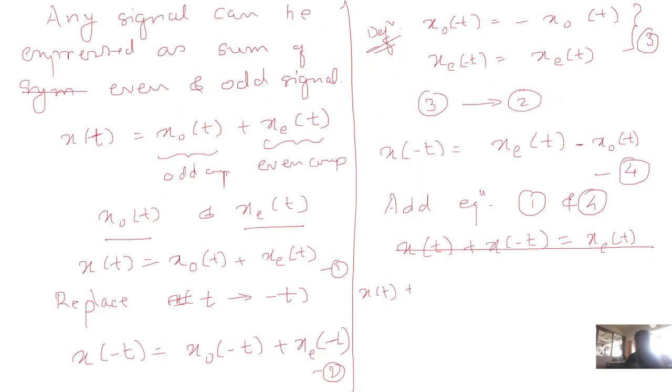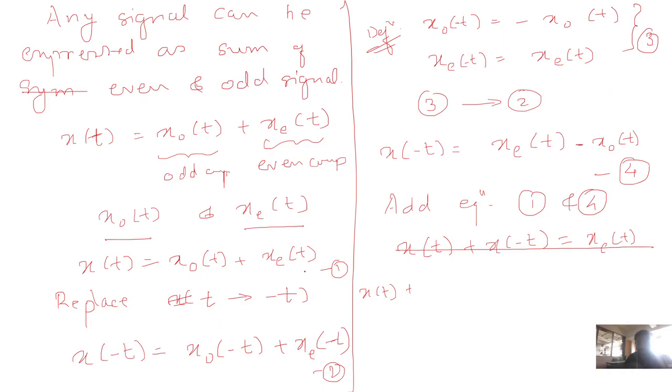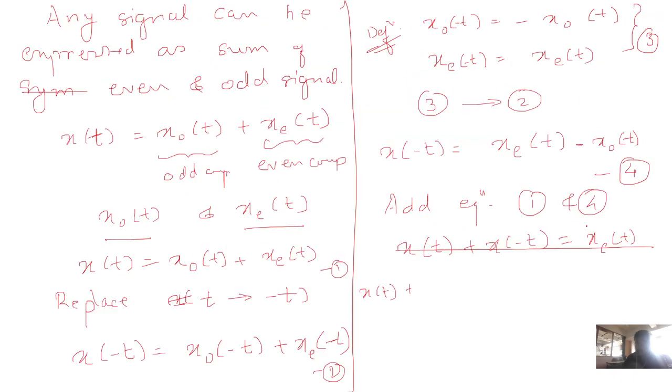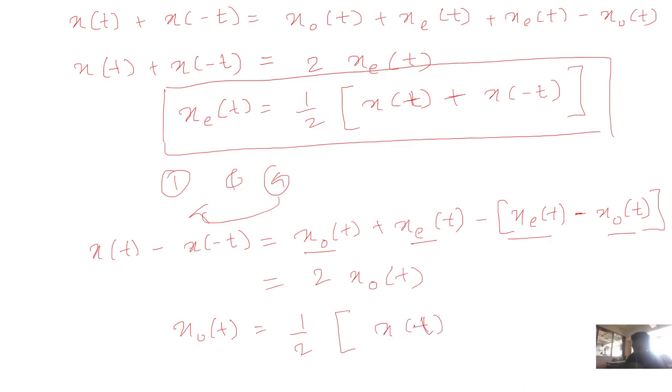Similarly, now I had added, if I subtract 4 from 1, what I am going to get is x of t minus x of minus t is equal to, this equation I will write as it is, x odd of t plus x even of t minus, in bracket, this one, x even of t minus x odd of t, right? If I take this bracket out, what will happen? This term is going to be plus, right? And the x even terms are going to cancel, right? So it is going to be 2 x odd of t, right? And therefore, x odd of t is going to be half of x of t minus x of minus t. So this is the second equation which we got.